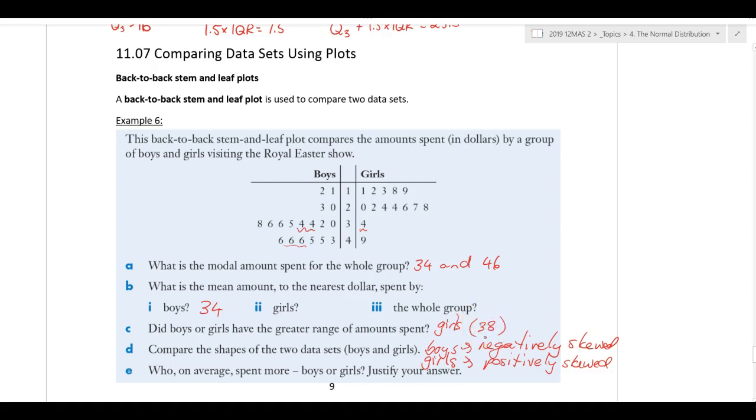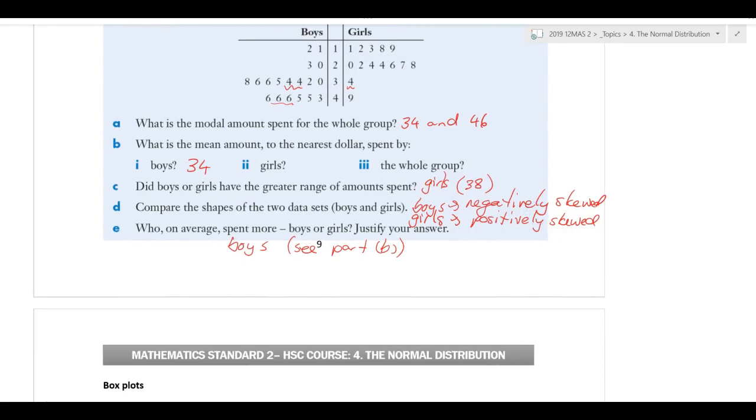Right. Who spent more? The boys will spend more. It's going to be from part B, because really, that's what we're talking about, who spent more on average. I didn't work out all the answers, but it is going to be B. If you feel like the practice for that, certainly punch the numbers into your calculator, confirm that that's what happens.